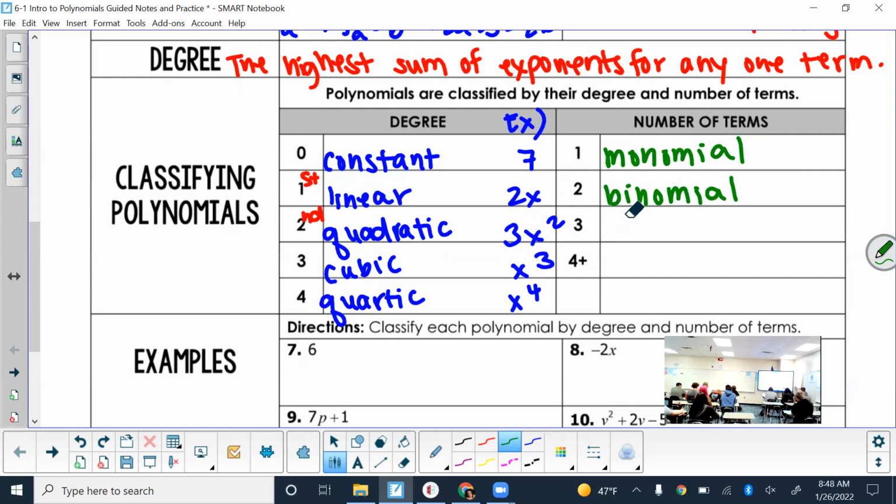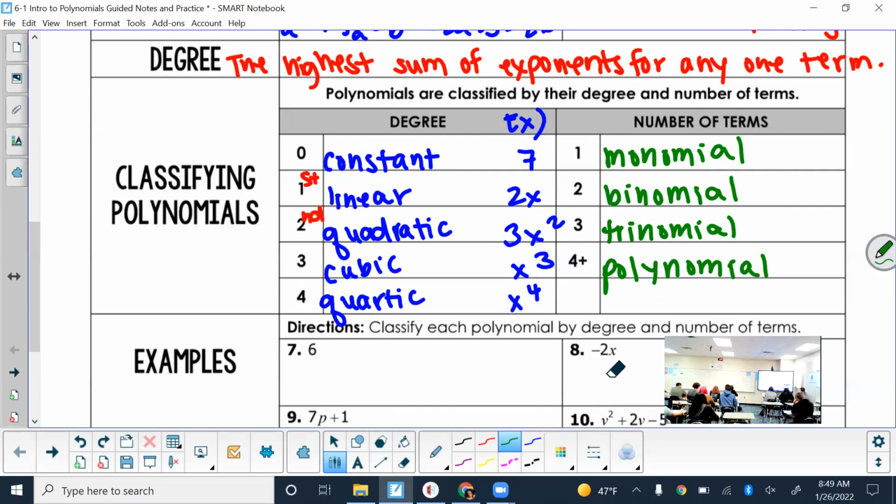What prefix means 3? Tri, so it's going to be a trinomial. Like a tricycle has 3 wheels. A trinomial has 3 terms. And then anything with 4 or more terms is going to be a polynomial, because poly means many. All right, so for 4 or more, it's a polynomial.